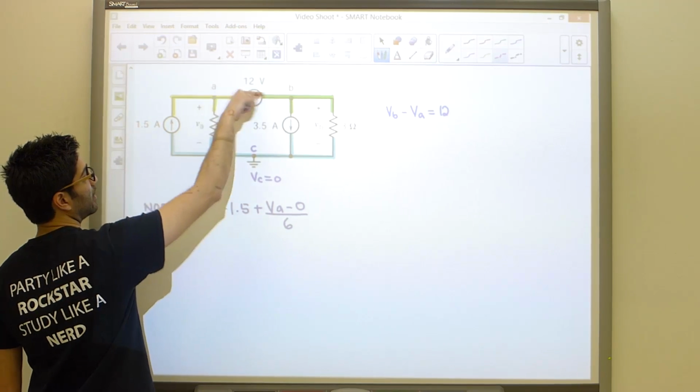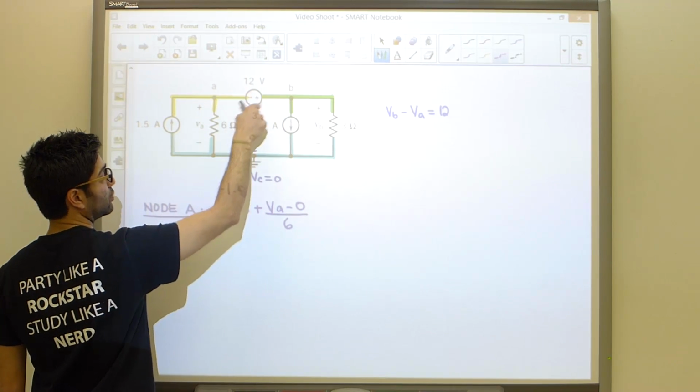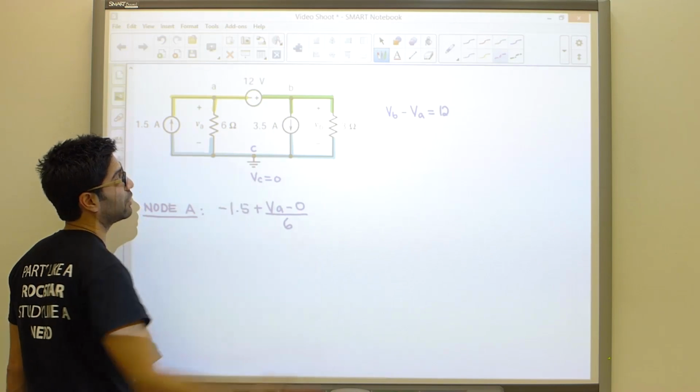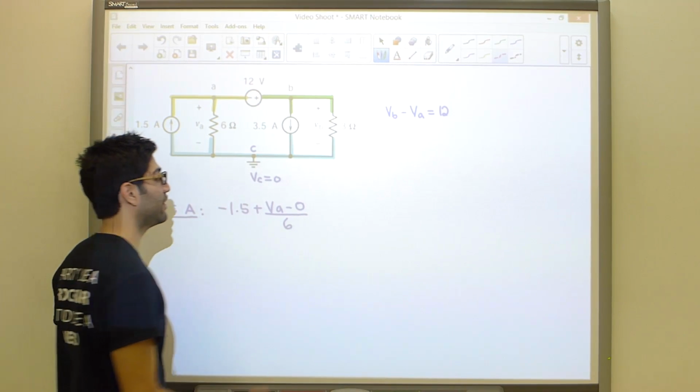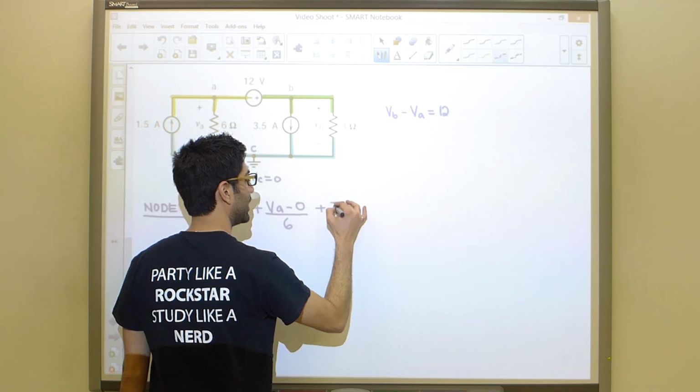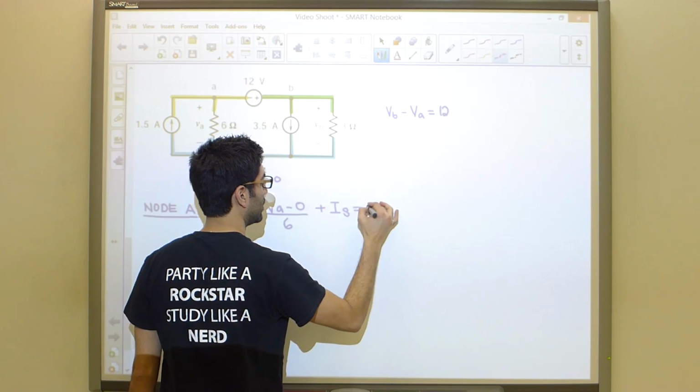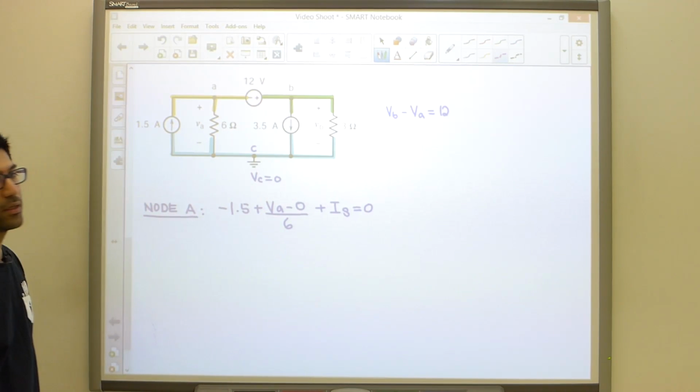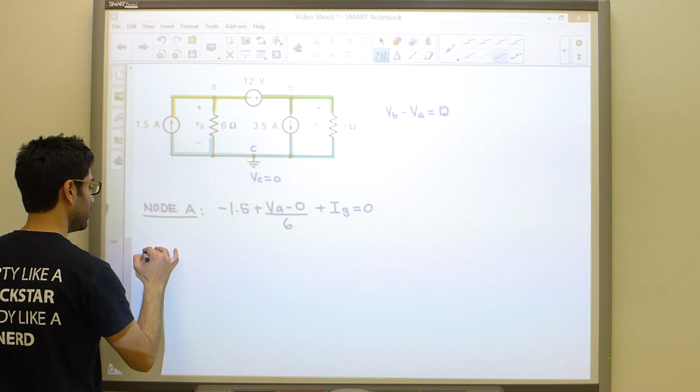And to find the current over here, we know it's going that way due to the polarity here. And I never know the current in a voltage source, and therefore I'm going to assign a variable, plus IS, and that is going to equal 0. Similarly, we're going to do node B.